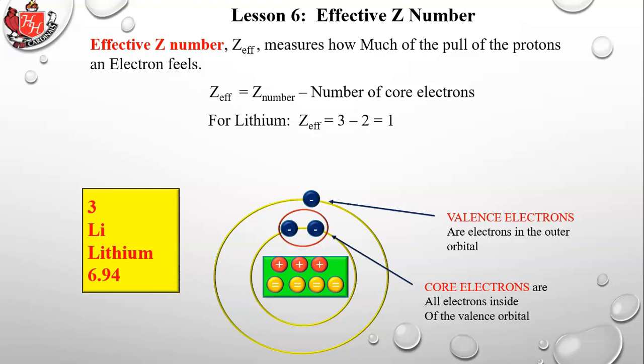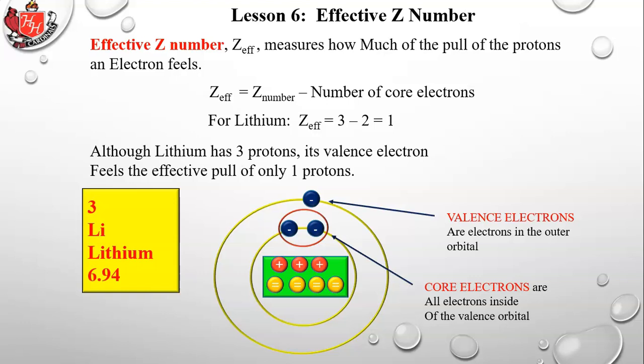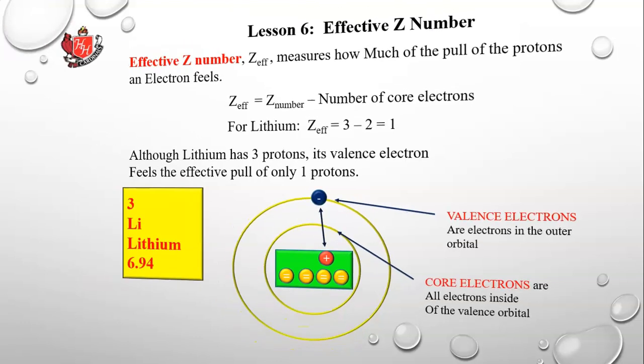It is. So what that means is, although lithium has 3 protons, its valence electron feels the effective pull of only one of the protons. So right there, that's basically what that outside electron is feeling. If you got rid of the core electrons, it's feeling just the pull of one proton. Therefore, it's not held nearly as tightly to the atom as you might think, because it is being shielded or screened. And shielding and screening are the same thing.